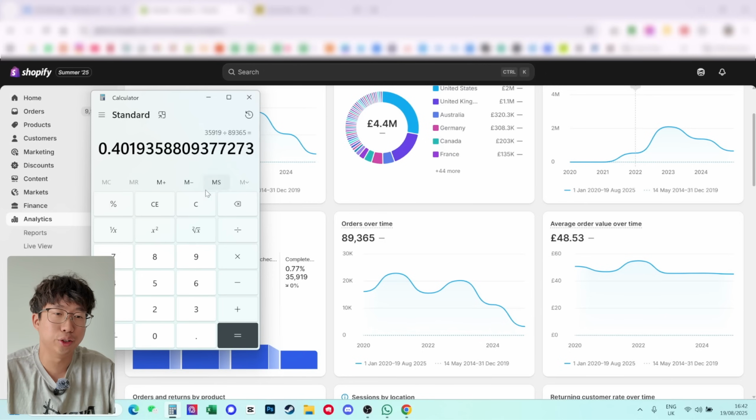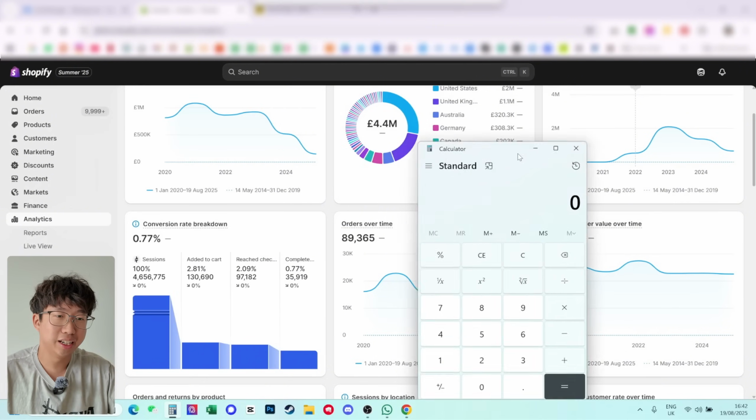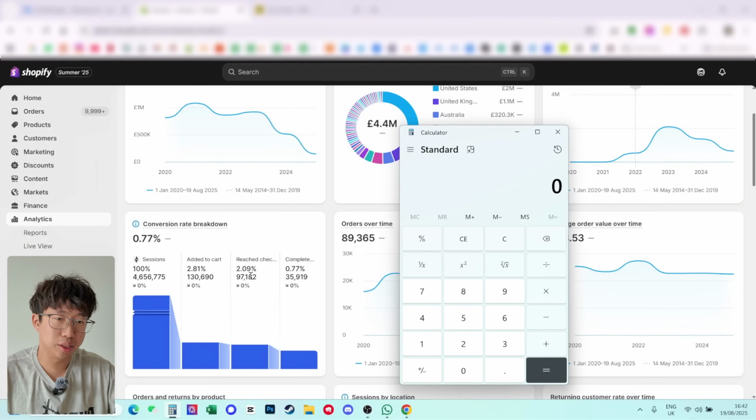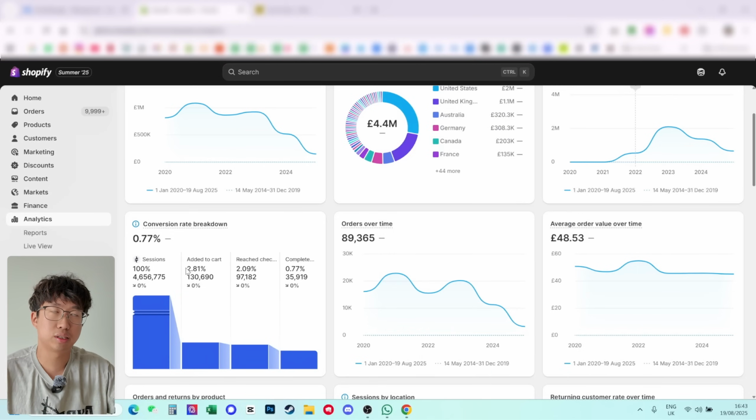I honestly don't even know what's going on. Everything seemed to be only tracking 40%. So that means this here would be double. So my add to cart rate ideally, or theoretically, is 5% instead of this 2.81%. And your add to cart rate, you want to aim for 4% or higher.